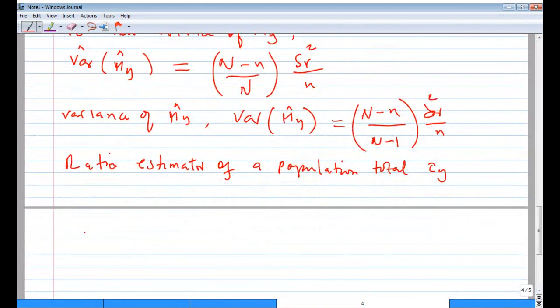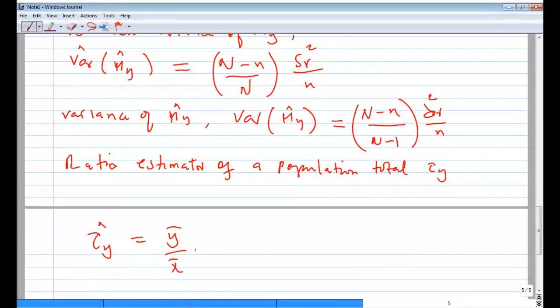So it's what? It's tau y estimate, which is equal to what? Y bar over x bar times tau x, which is equivalent to r tau x. This is the estimated population total under ratio estimation, or the ratio estimate of the population total, which is the same as the ratio estimate of the total sugar content, isn't it?